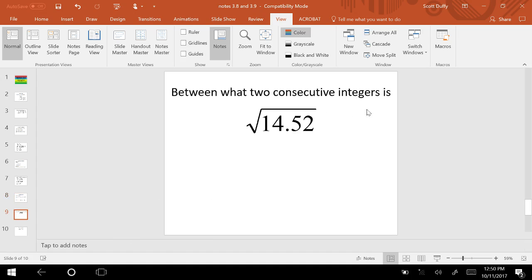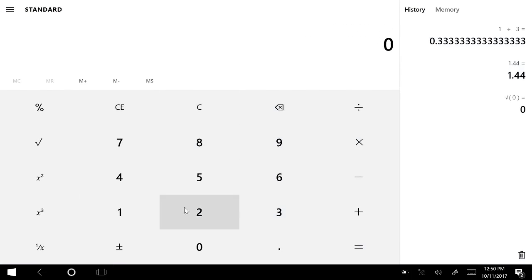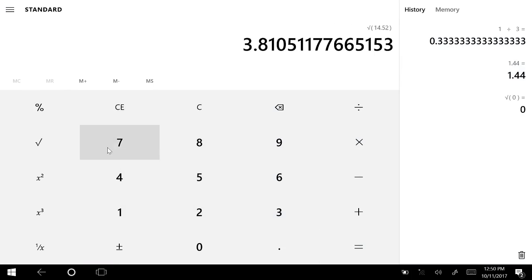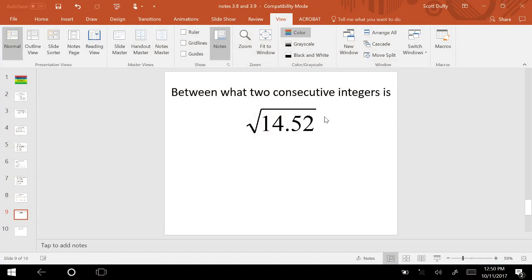Between what two consecutive integers is the square root of 14.52? Let's check it. See what it equals. It's 3.8, so it's between 3 and 4.